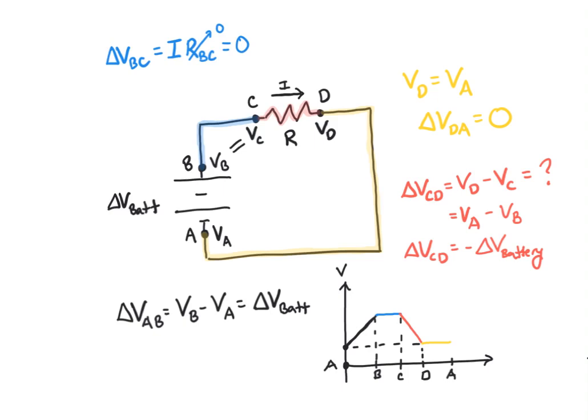Note that in this circuit, the conventional current goes clockwise, and the potential difference across a resistor will always decrease in the direction of conventional current. And again, that's because conventional current goes from high to low potential, which means in this case, the left side, point C, must be higher potential than point D.